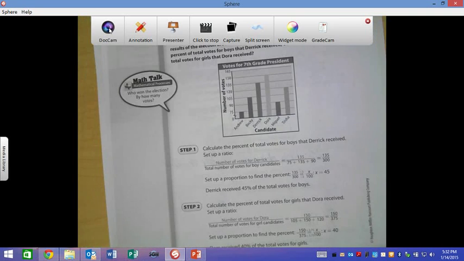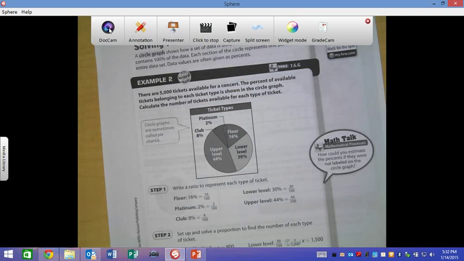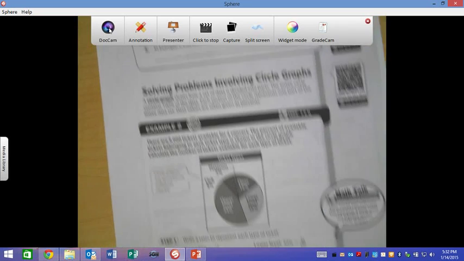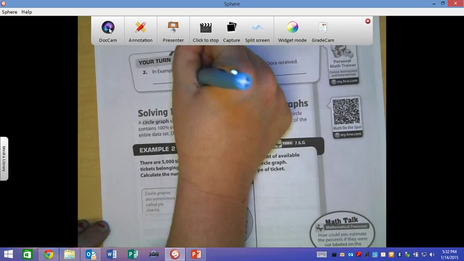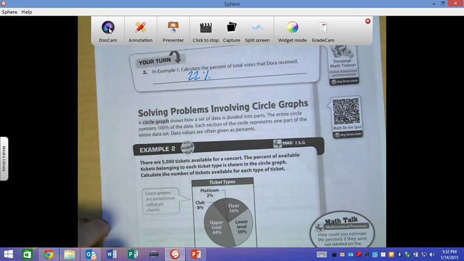Now, when you go to the next page, it's going to say that you have a problem of your own to do. So, in example 1, calculate the percent of total votes that Dora received. So I want you to pause the video and figure it out. If you try to turn it in without having any work, I'm not going to count it. Whenever you do the work, your answer should equal 22%. Once again, I'm giving you the answer. You have to show me the work on how you get it. If you don't, you will not receive credit.